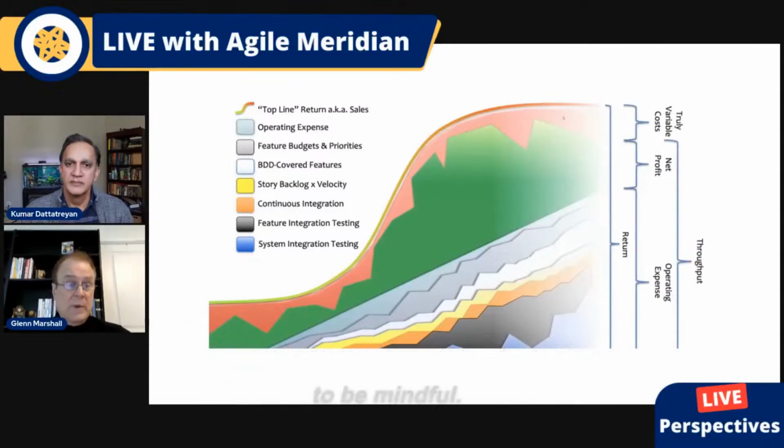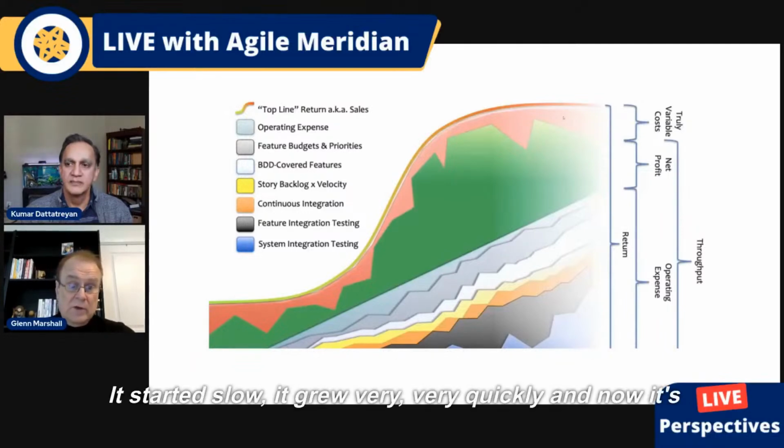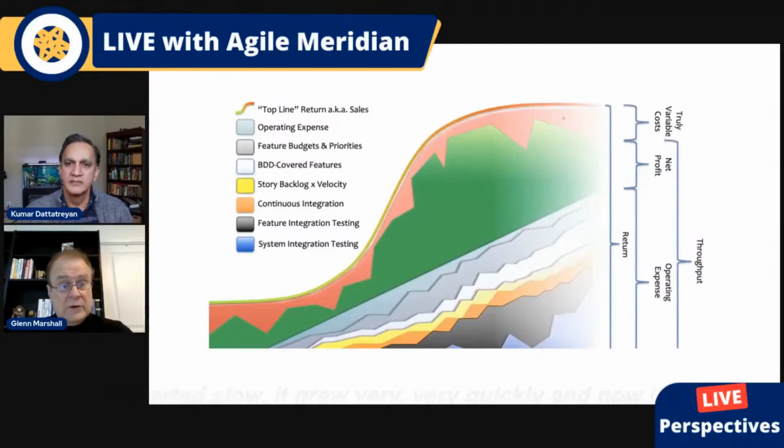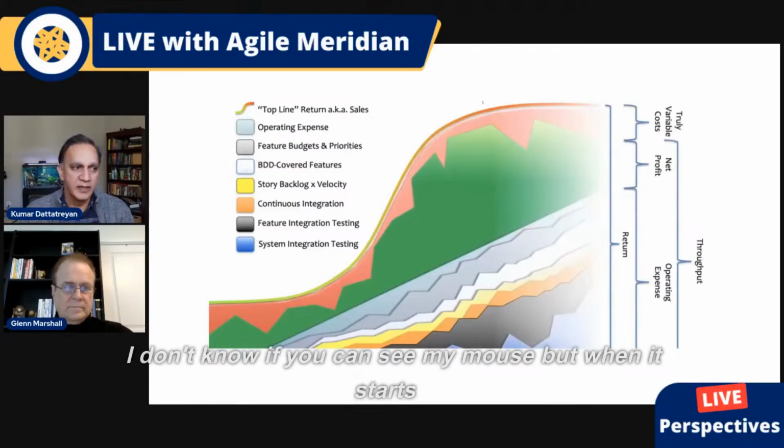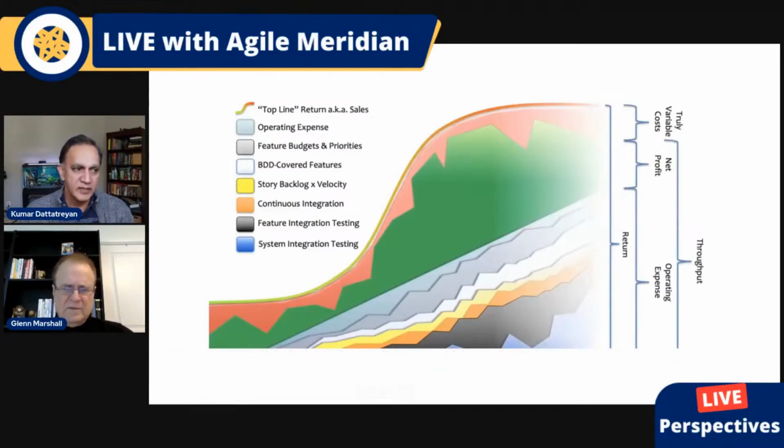It's really important to be mindful. This is actually a nice example of an S curve. It started slow, it grew very, very quickly, and now it's tapering off. That's the time to pivot. Well, you ought to be pivoting somewhere over here. I don't know if you can see my mouse, but when the slope of this line starts to flatten, it's time to think about, okay, we have this great team.